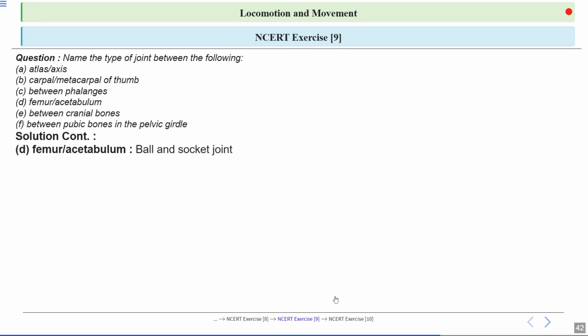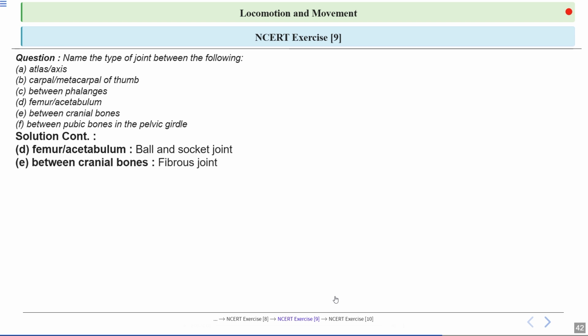So let's focus on D part, which is the joint between femur and acetabulum. This kind of joint between them is a ball and socket joint. So think of it like a joystick or the shoulder joint. It allows movement in almost every direction, so you can easily swing your leg around in a circle. This type of joint gives us a lot of flexibility as well as range of motion.